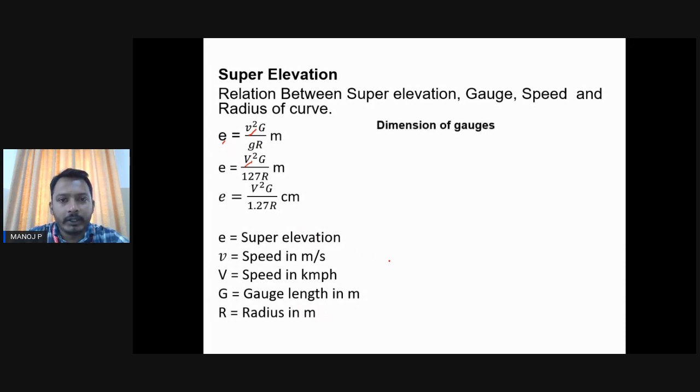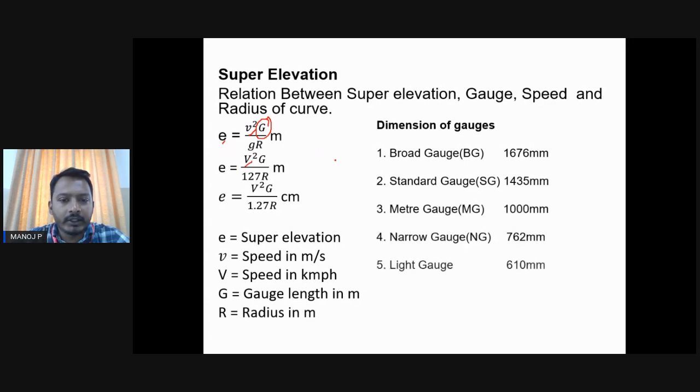Now, this is very important for calculation purposes. What is the value of G? There are different types of gauges as per Indian standard. One is broad gauge, the second one is standard gauge, then meter gauge, narrow gauge, and light gauge. Normally, we will be using the broad gauge, meter gauge, or standard gauge railway track. In the question, they will ask whether you are supposed to find it for broad gauge or meter gauge. If not, you are supposed to find it for broad gauge only.